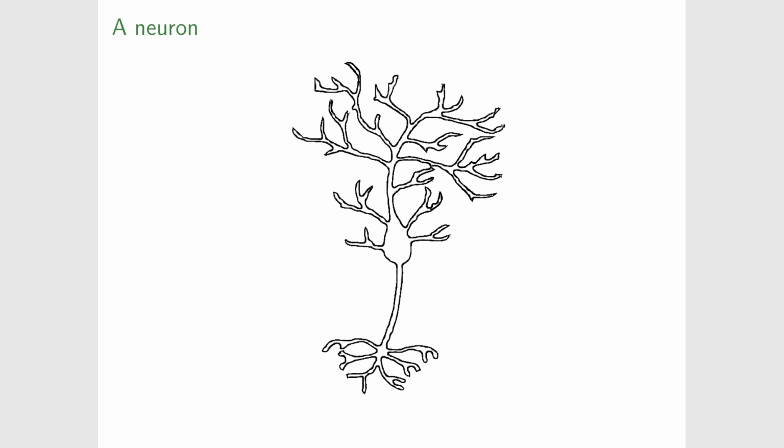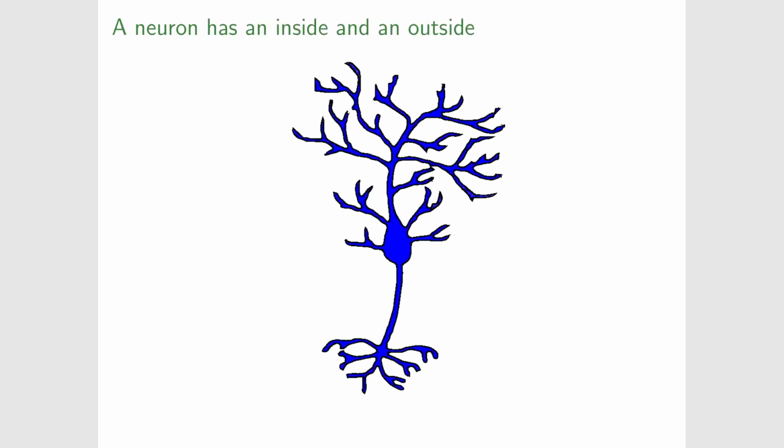So this is a neuron, and it might sound obvious, but one of the important things about a neuron is that it has an inside and an outside. It's surrounded by a membrane, a bilipid layer. It has a salty fluid inside and a salty fluid outside. In fact, the fluids are salty in different ways. On the inside of the neuron, there's an excess of potassium ions. On the outside of the neuron, there's an excess of sodium ions.